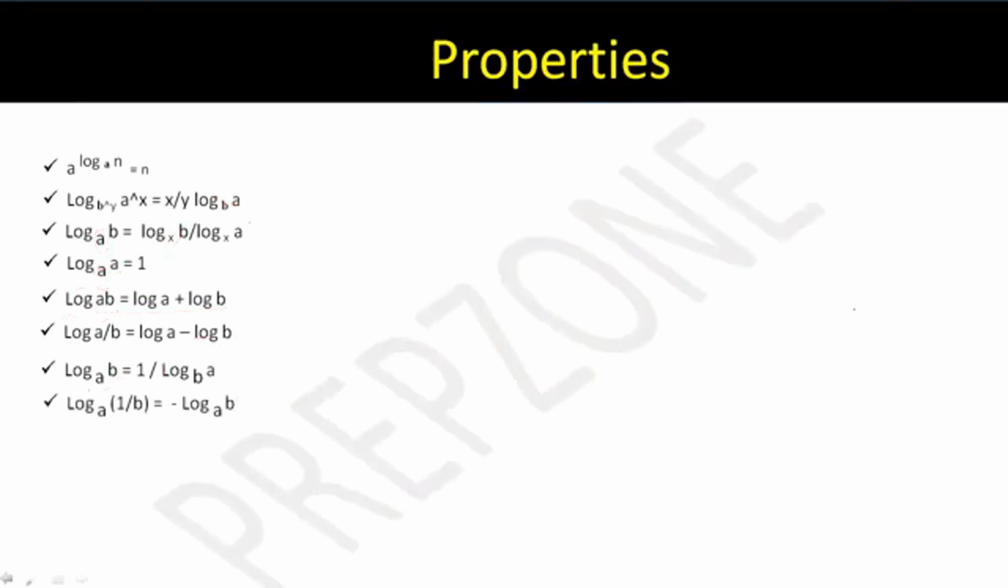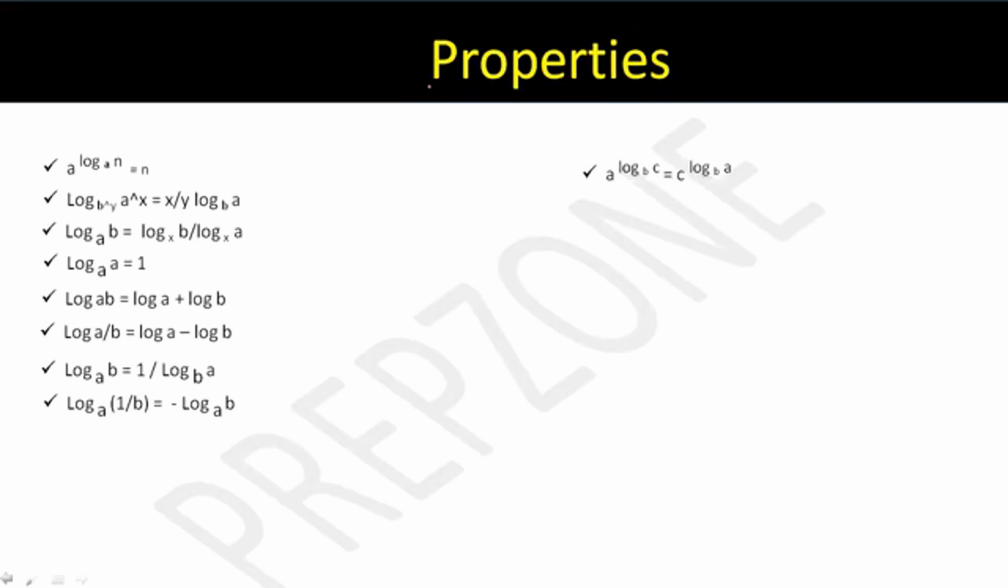Next property, log 1 by b to the base a. It's very straightforward, because 1 by b is the same as b to the power minus 1. I can bring the exponent of minus 1 outside, and this becomes minus log b to the base a. That's it. Let's move on to the next slide.